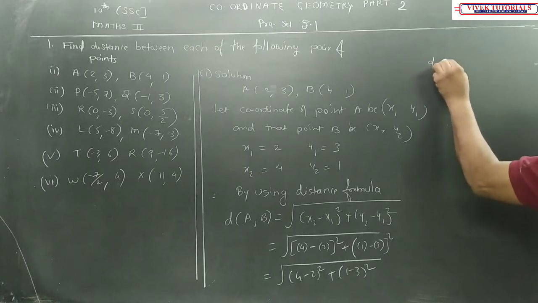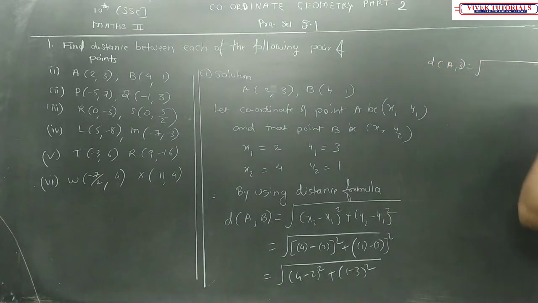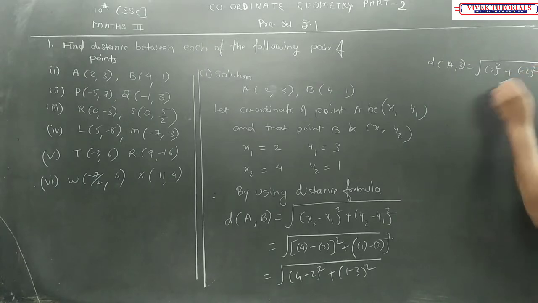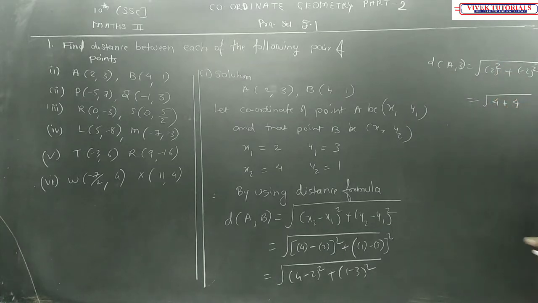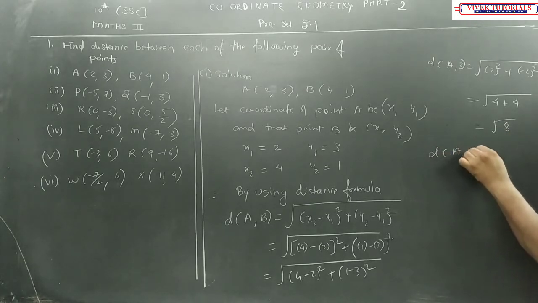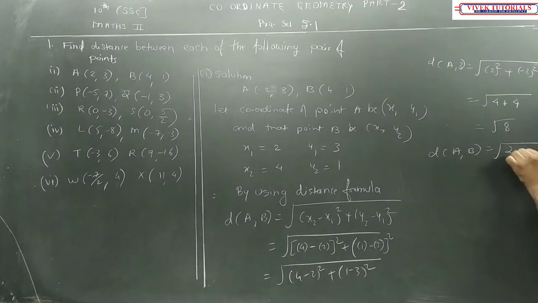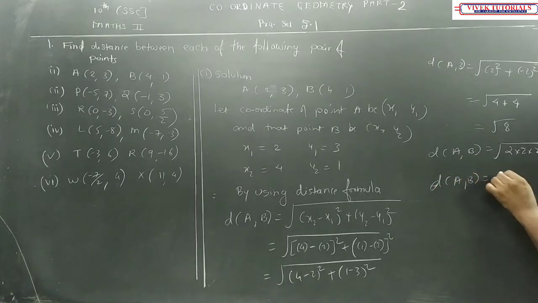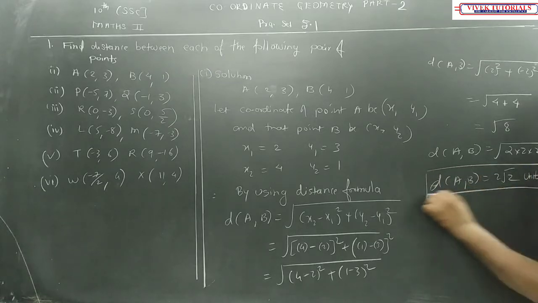That is equal to distance AB is equal to root of 4 minus 2, which is nothing but 2 square, plus 1 minus 3, which is nothing but minus 2 square. Therefore, 2 square is 4 and minus 2 square is plus 4. I am getting root 8. So distance AB is equal to, you can find out the factors, so I am getting 2 root 2 units. Doing this, you are going to place it.